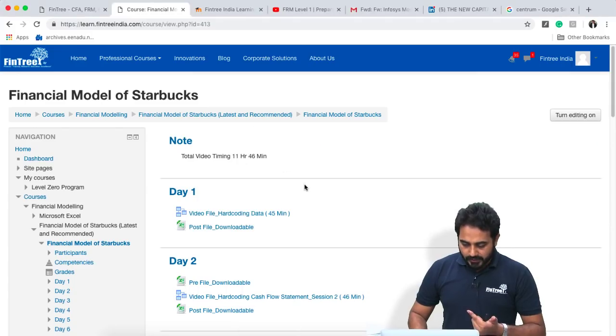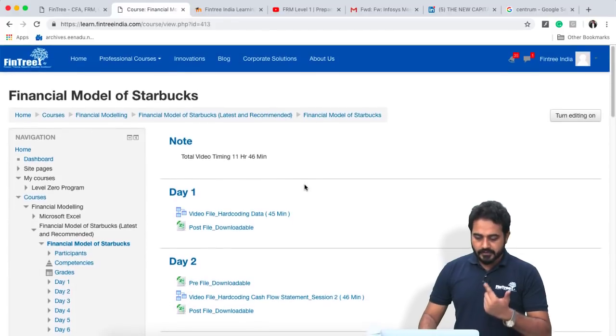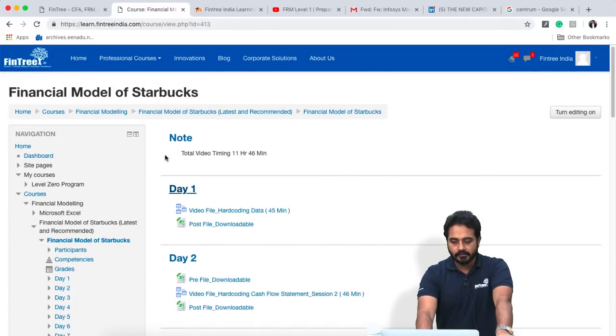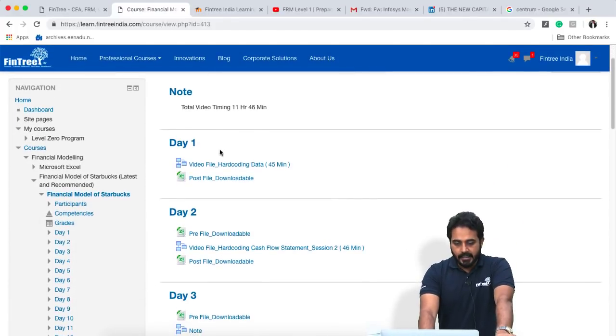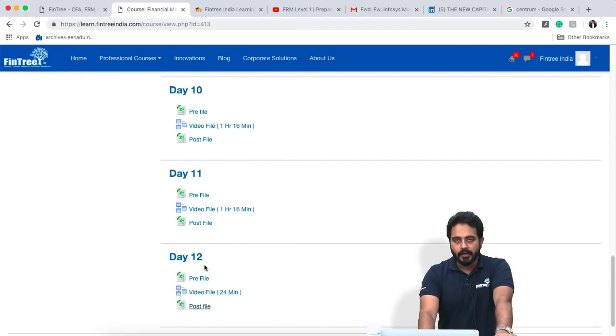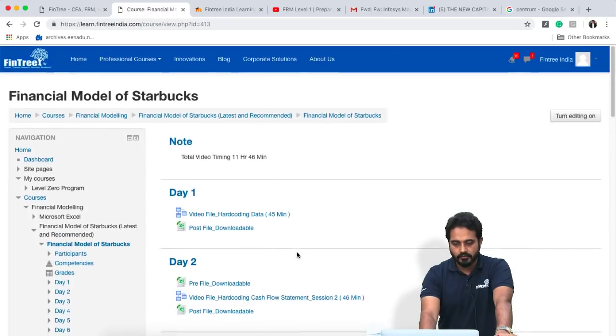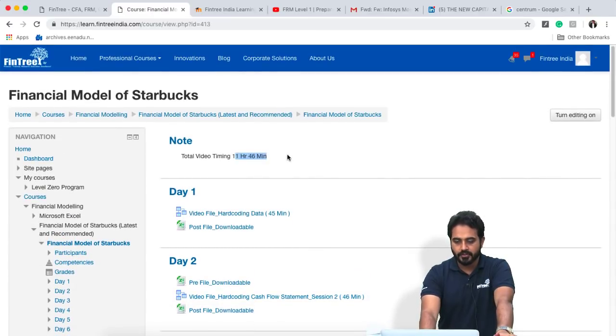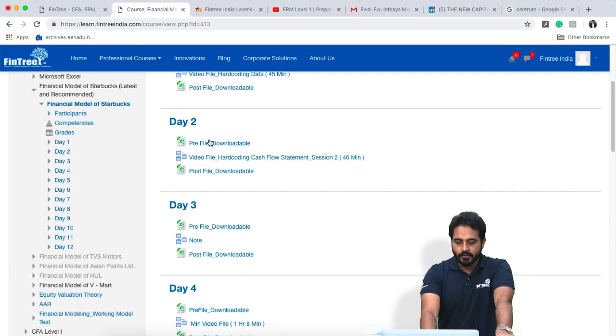Now, how the course is organized on the website. So this is how you would see the financial modeling program. It is broken down into days. So we have day 1 up to day 12. So these are roughly about 12 videos, total duration 12 hours for Starbucks itself. And then for every day, you would see a pre-file and a post-file.